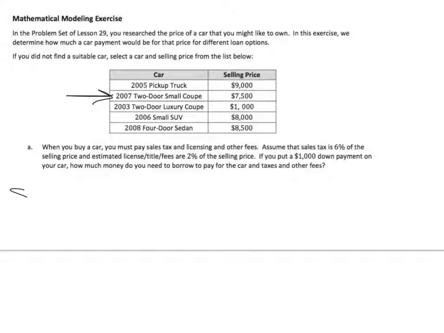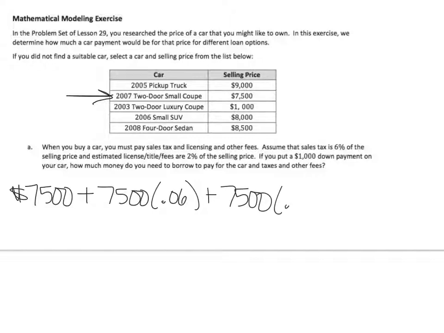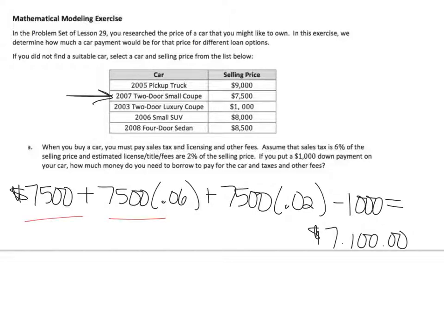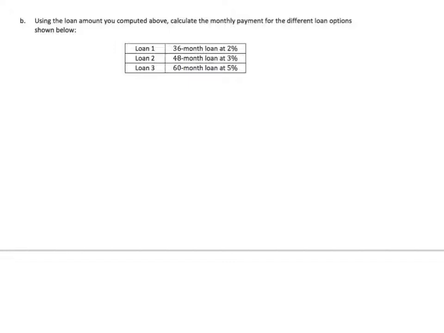All right, so the car is $7,500 plus sales tax plus fees minus how much money you put down. Crunch some numbers. Give me 1 second. I'm going to push pause and crunch numbers. So that's how much money she needs to borrow. Okay? I did the price of the car plus sales tax plus fees minus her down payment, and I got $7,100. Using the loan amount you computed above, calculate the monthly payment for different loan options shown below.